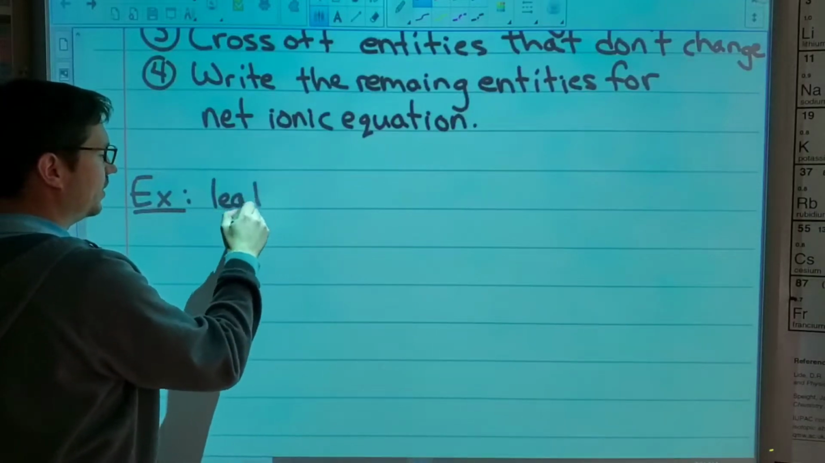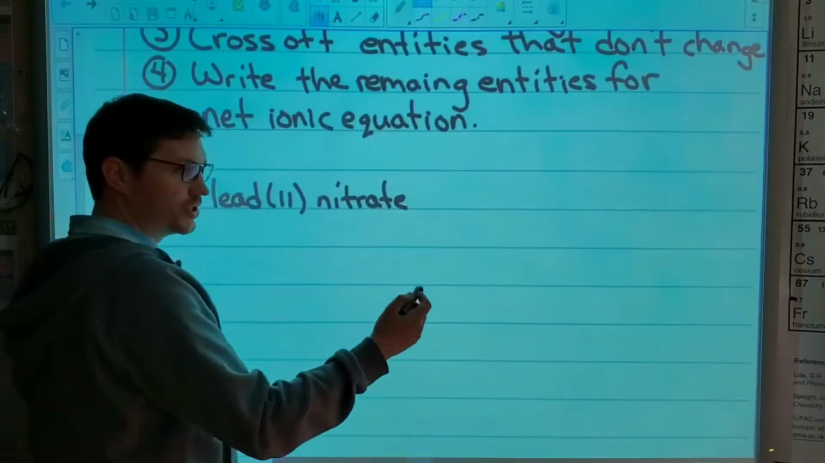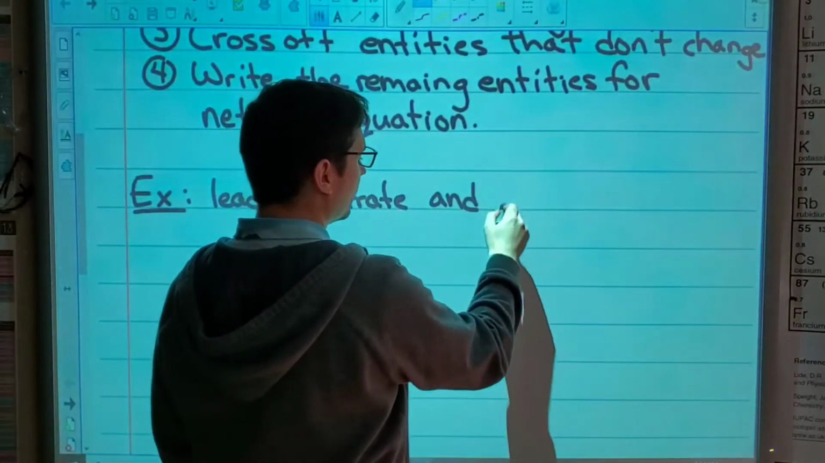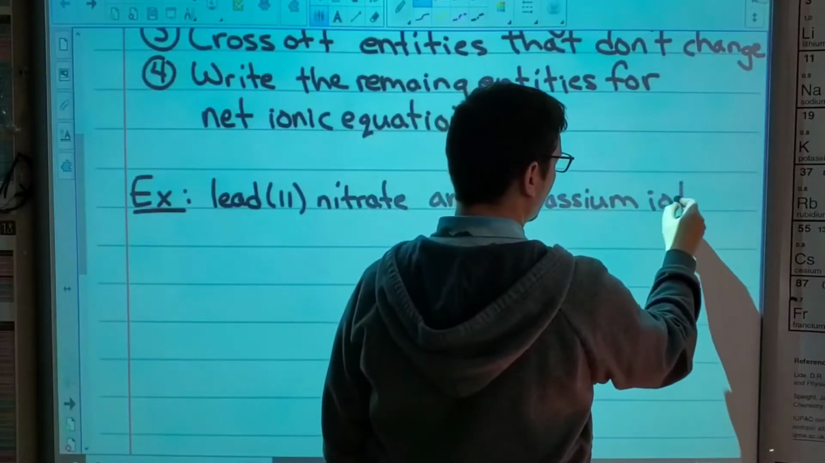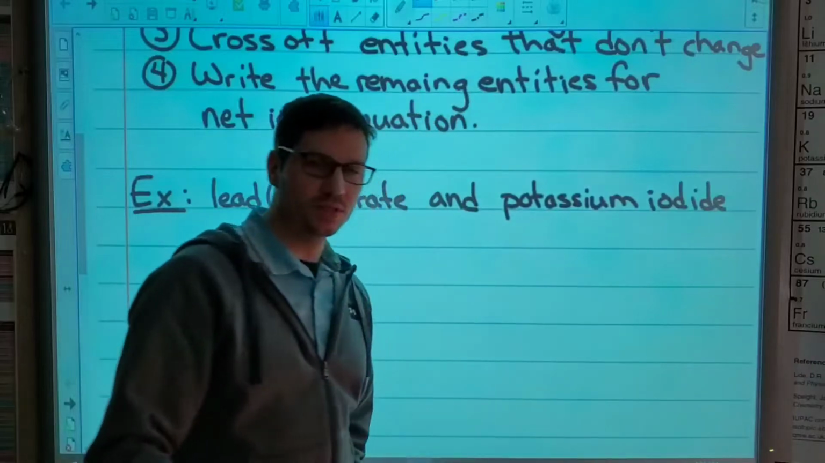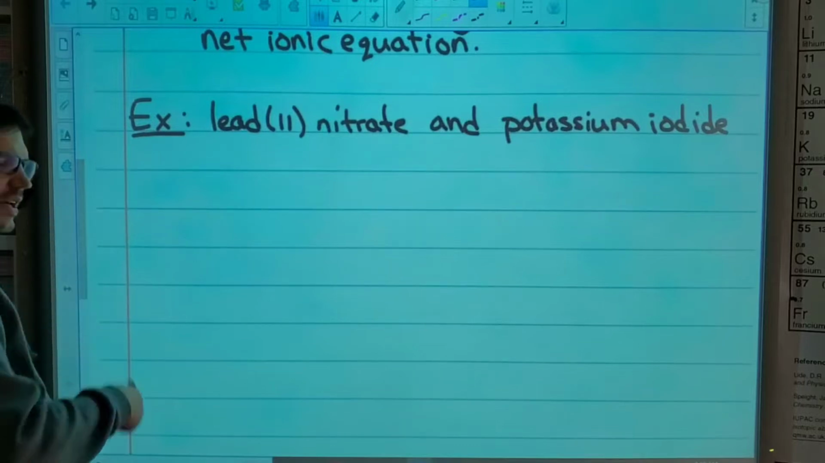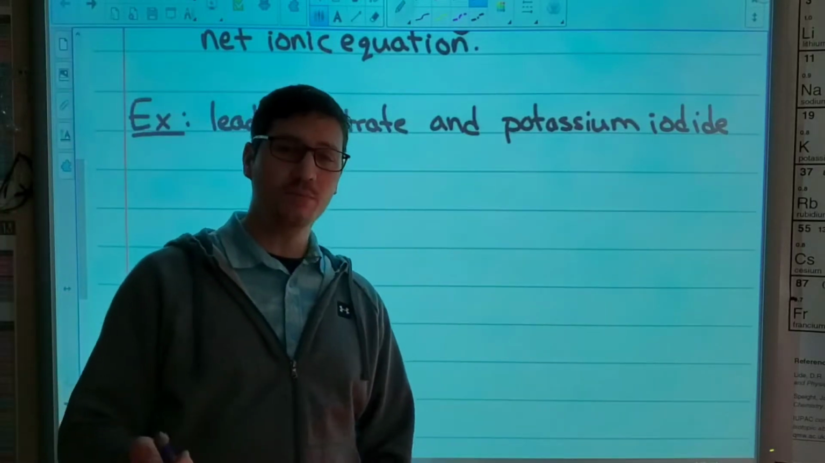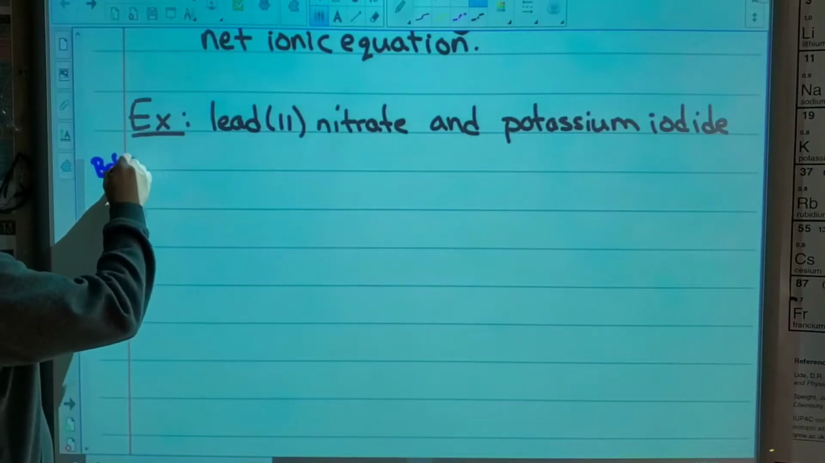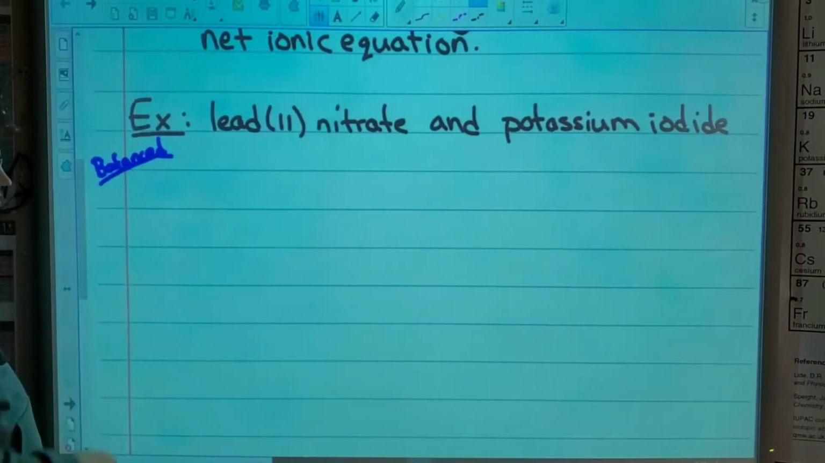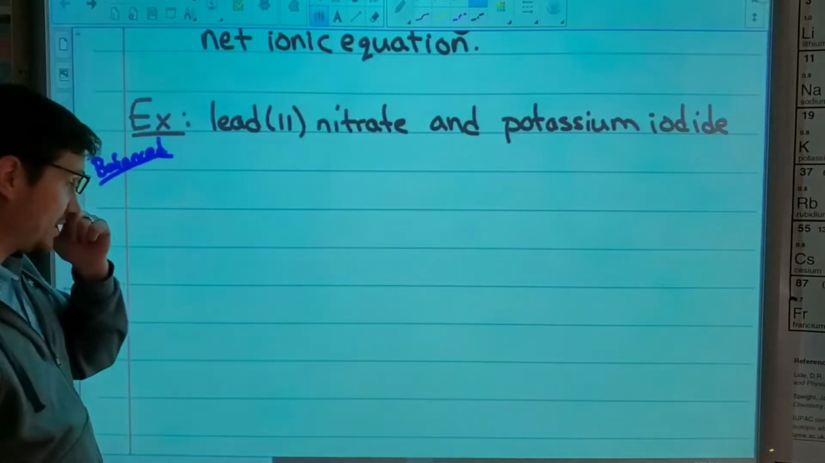That was lead 2 nitrate solution and potassium iodide. They were both solutions. So let's start writing out step number 1, our complete balanced chemical reaction. So that's what I'm going to write here. I'm just going to say balanced reaction, just because we're going to separate things into very discrete steps.